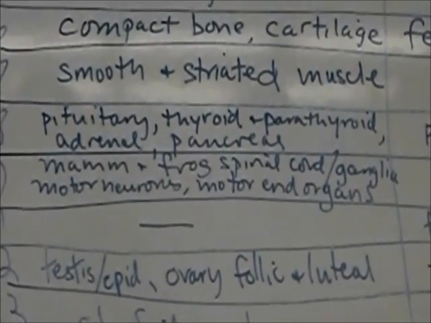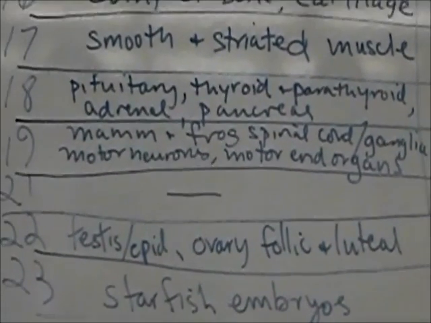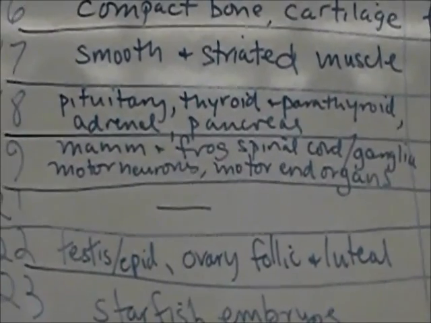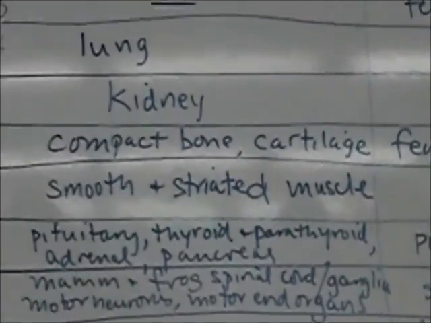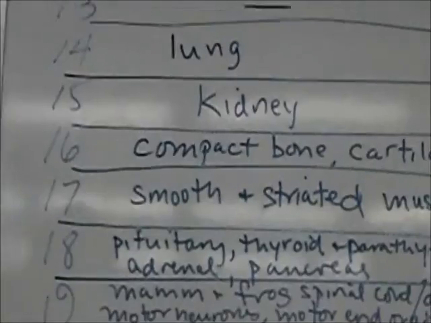I won't necessarily be asking for the organ or the cell type, but just read the question and see what we're asking. What am I looking for? I'm looking for the mammal, the spinal cord, or ganglia. A frog is not a mammal.